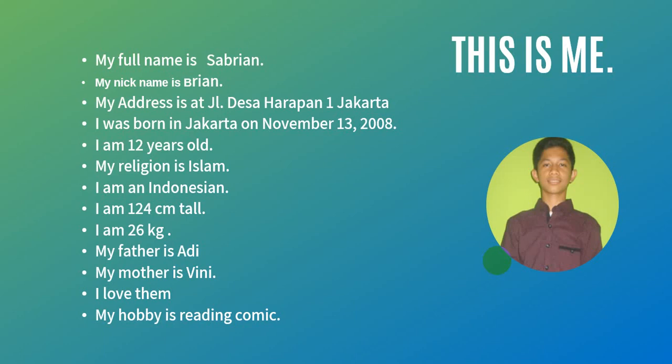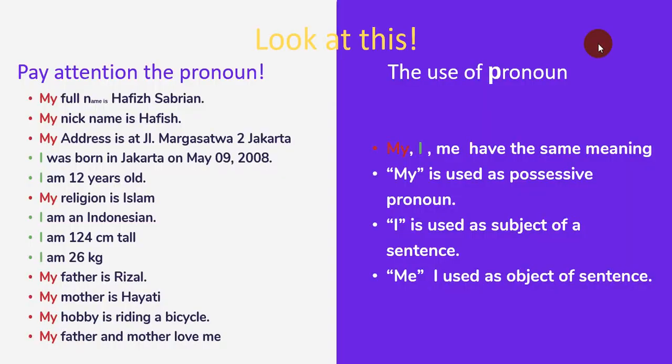This is the other example. Here is Brian. You want to talk about him. This is me. My full name is Sabrian. My nickname is Brian. My address is Jalan Desa Harapan 1, Jakarta. I was born in Jakarta on November 13, 2008. I am 12 years old. My religion is Islam. I'm an Indonesian. I'm 124 centimeters tall. I'm 26 kilograms. My father is Adi. My mother is Fini. I love them. My hobby is reading comic. Okay, can you make it about yourself and give the title, This is Me. Okay.